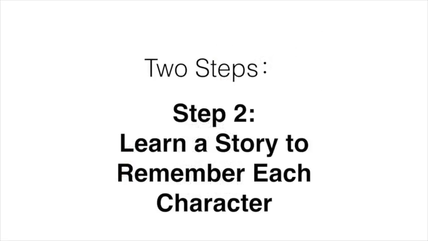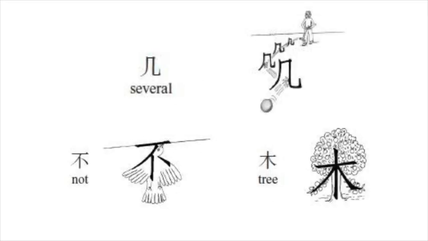And this is really where the fun part of this method is: for every character, there is a story that goes with it. And that story has both a meaning, pronunciation, and shape component. So let's go ahead and talk about how that works. For an example, we're going to assume that you already know these three radicals.